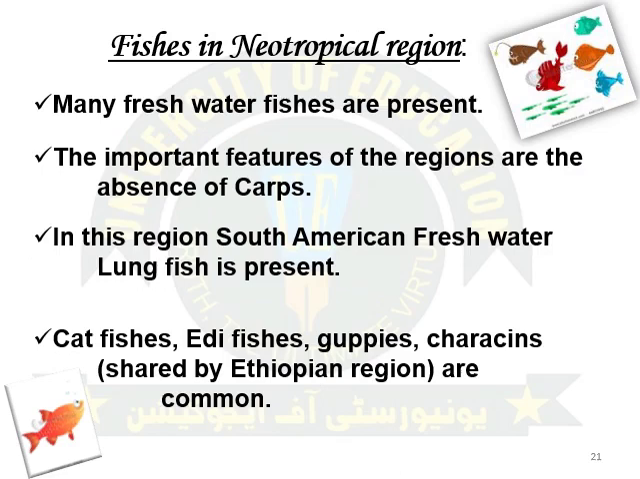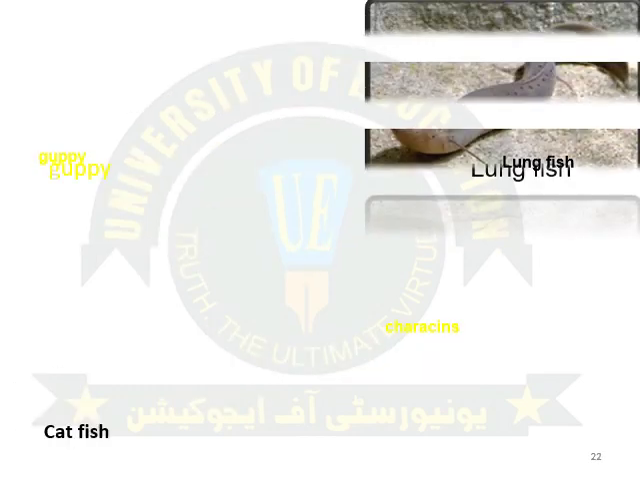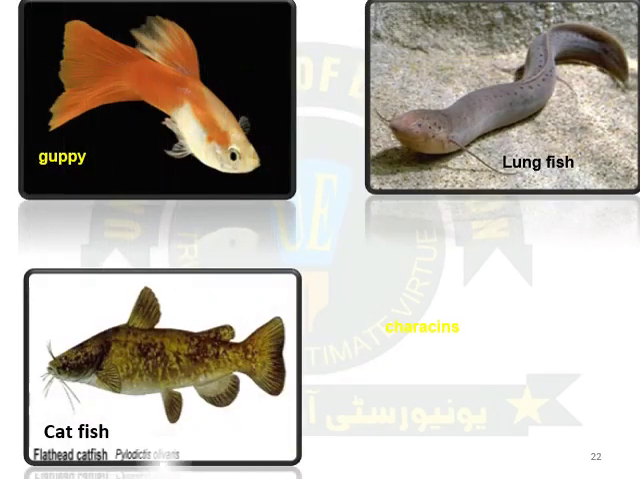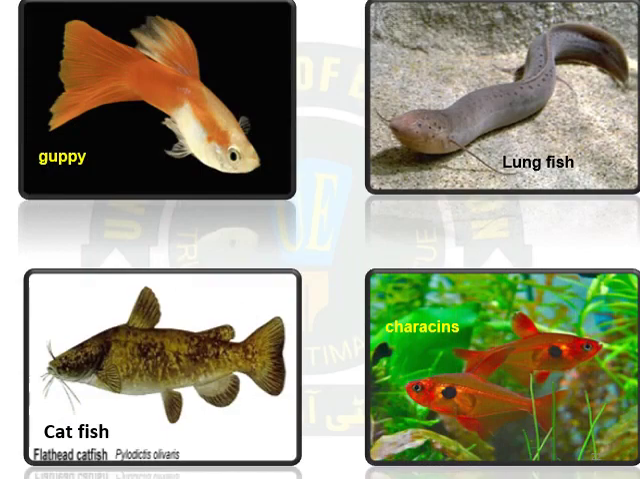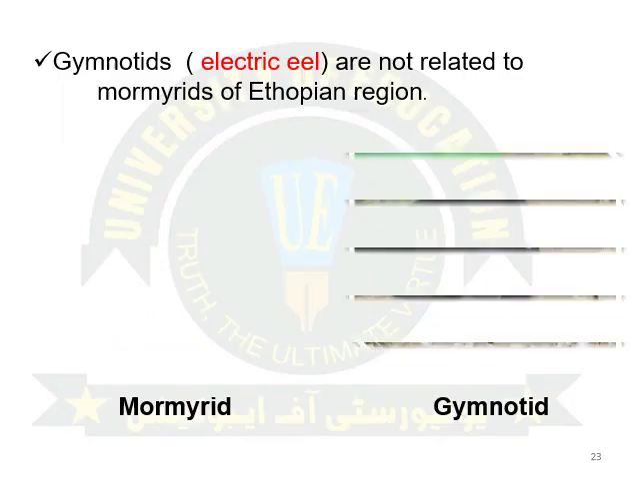Fishes of the Neotropical region mostly are freshwater fishes. The important features of the region are the absence of carps. In this region, South American freshwater lungfish is also present. Catfishes, eddy fishes, guppies, characins are shared with the Ethiopian region. Here you can see guppies, lungfish, catfish and characins.